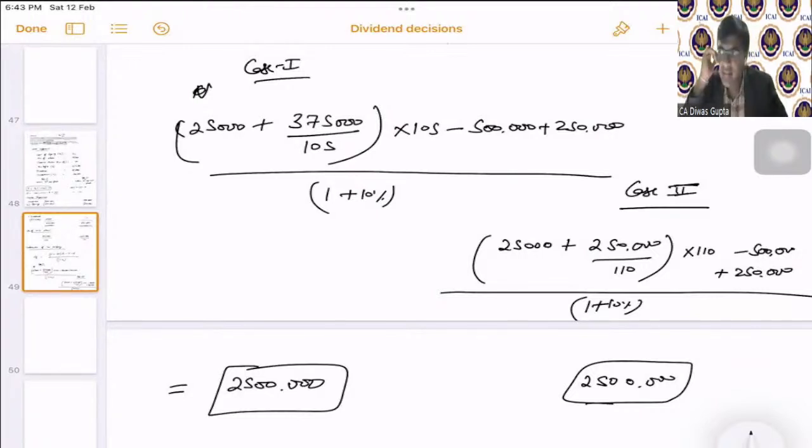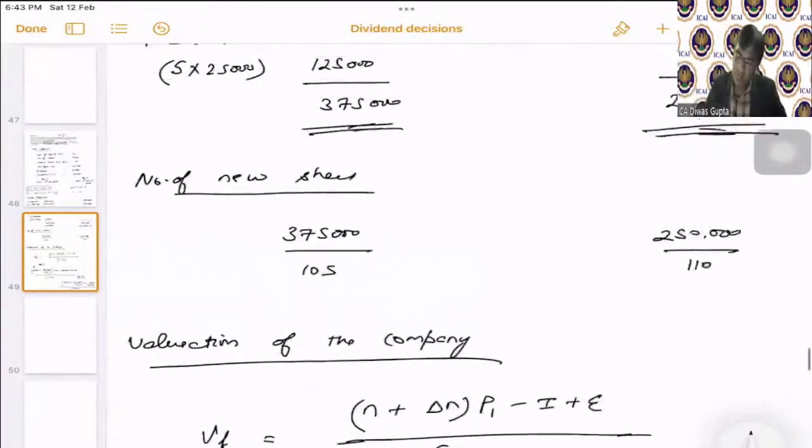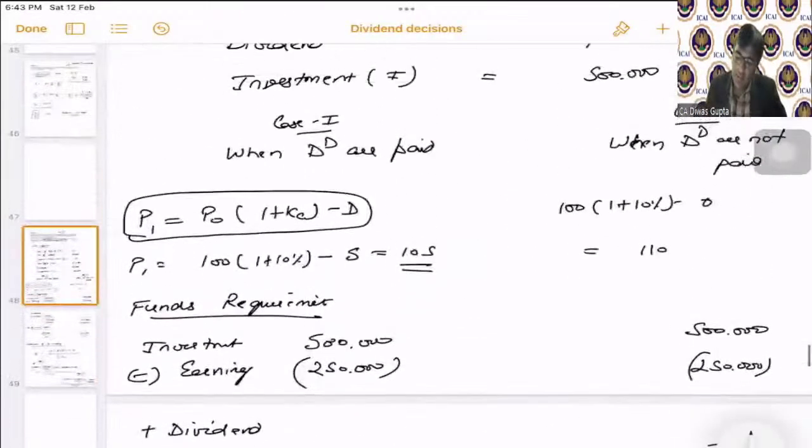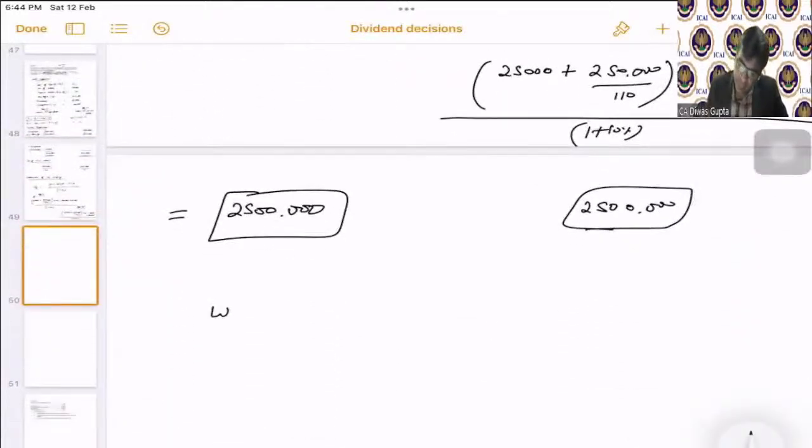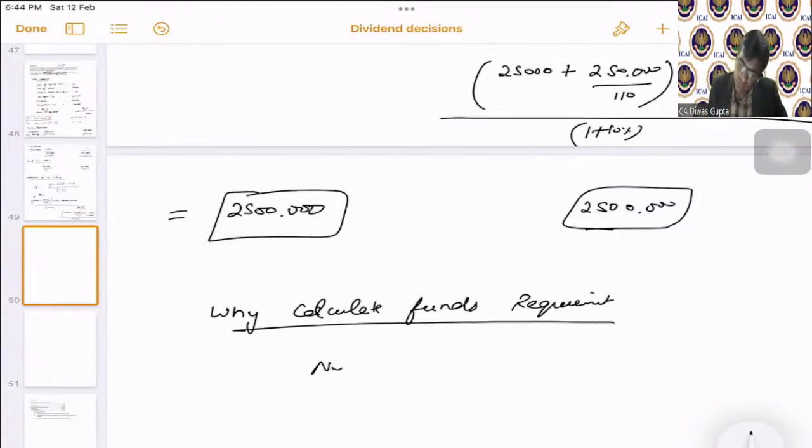Okay, Charu is asking, why do we calculate the funds requirement? See, Charu, why do you calculate the funds requirement? Because there is an inherent assumption. Let me put here, why calculate funds requirement? Because the approach says that there is no borrowing.